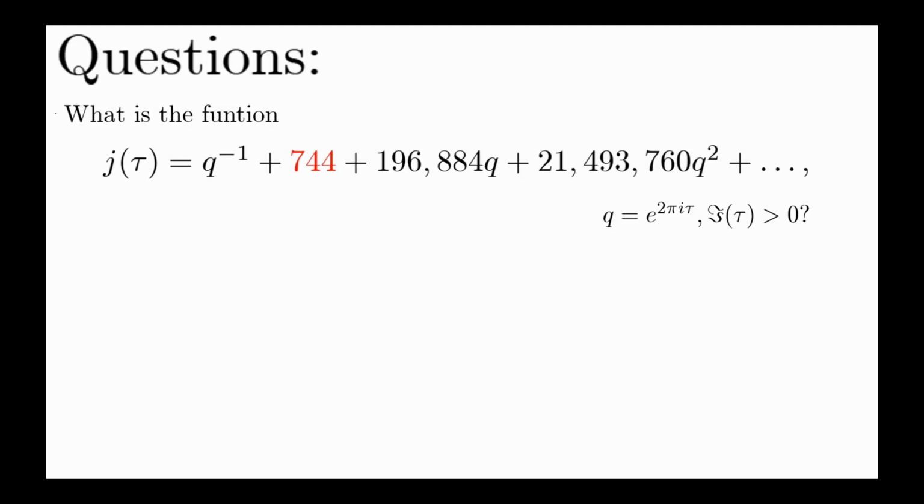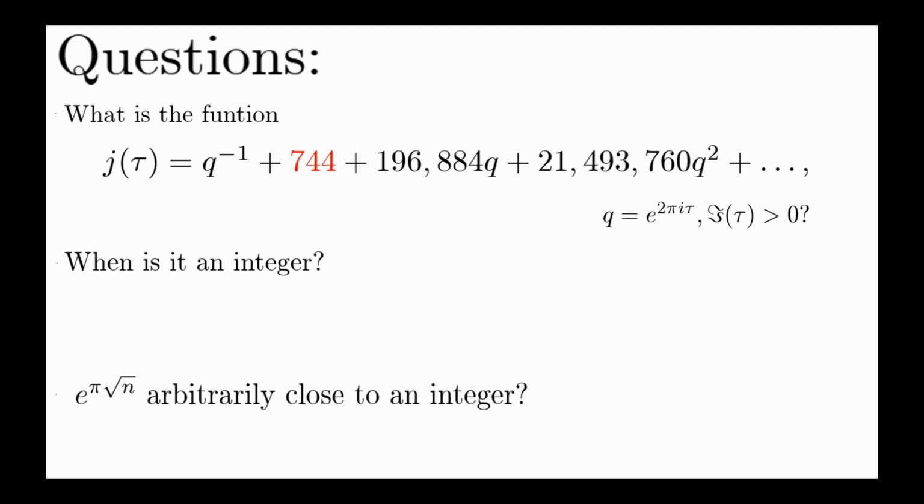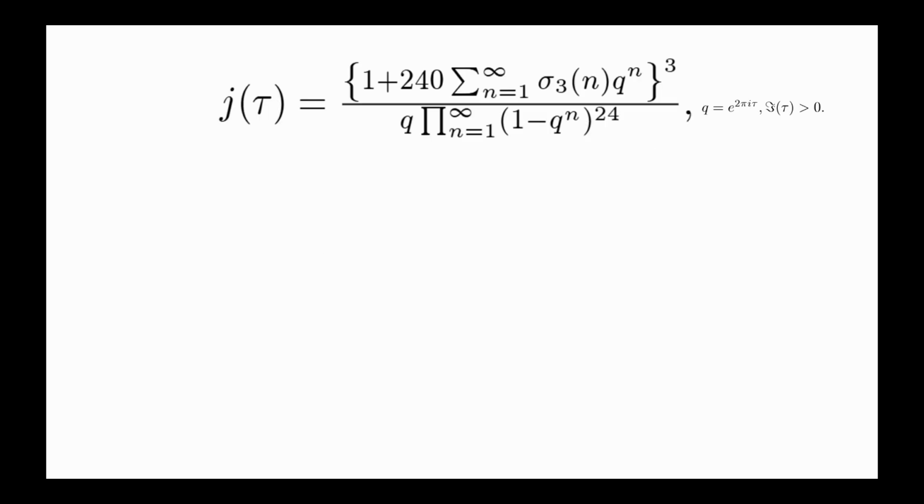And there are certain questions which now arise. For example, what exactly is this function j? And when does it evaluate to an integer? And whether we can make e to the pi times square root of n arbitrarily close to an integer. And this is the definition of the j function. It is an extremely weird definition at first sight.